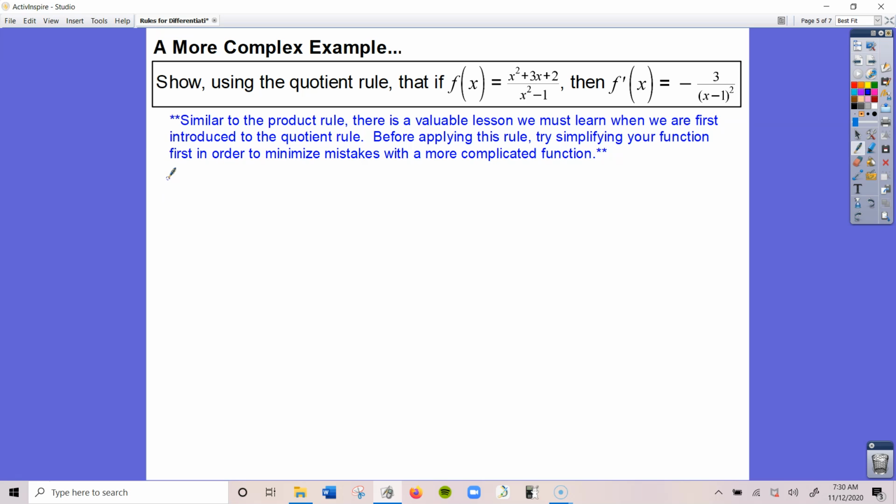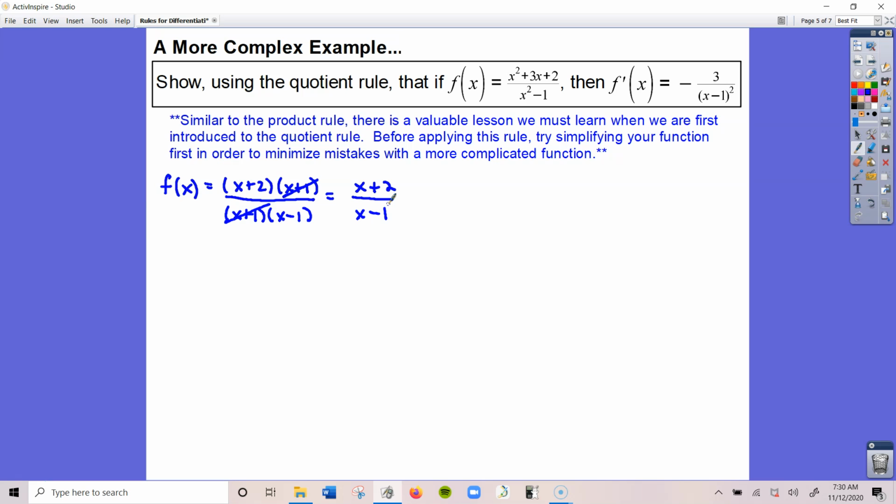So let's see if we can rewrite f of x a little bit simpler. So f of x here, the numerator, x squared plus 3x plus 2, can be factored to be x plus 2 times x plus 1. And x squared minus 1 in the denominator is a difference of squares, which is x plus 1 times x minus 1. So I can see that these x plus 1's cancel out, and I'm left with f of x as x plus 2 over x minus 1.